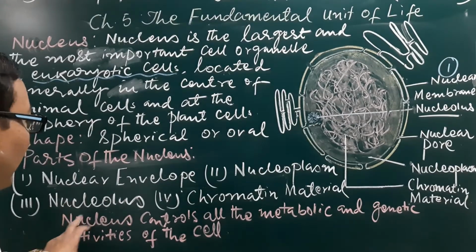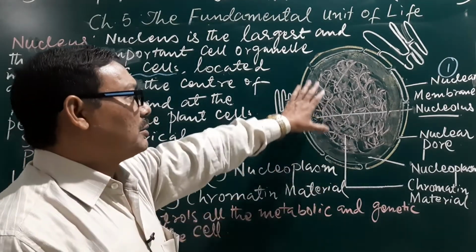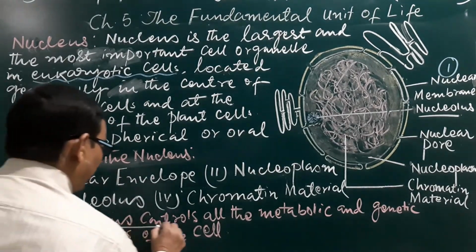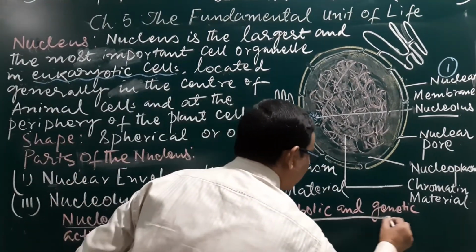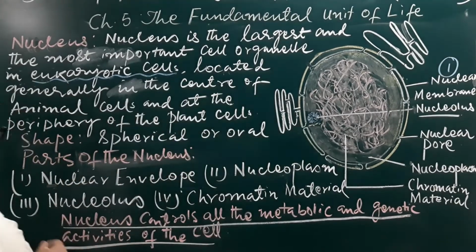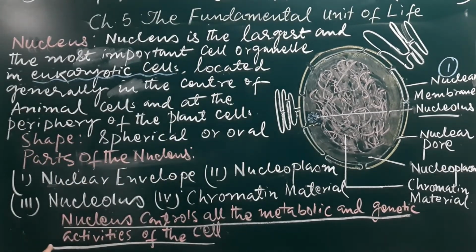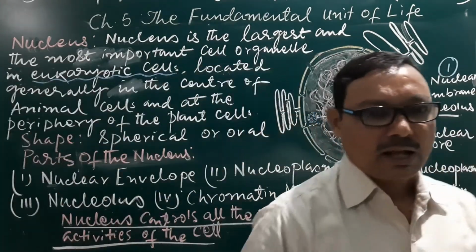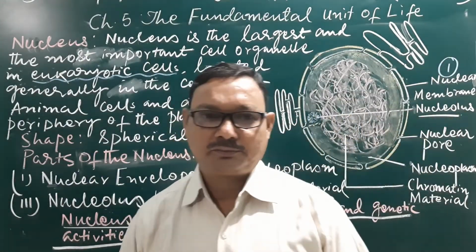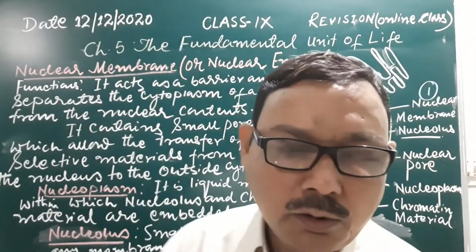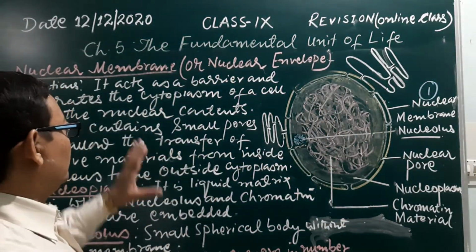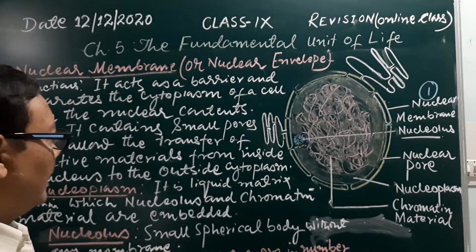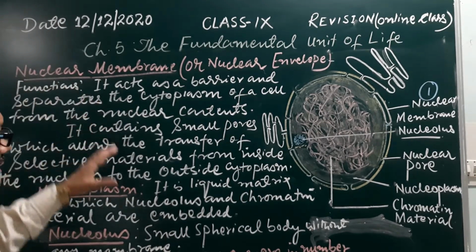And the nucleus controls all the metabolic activities. That is the basic function which I have written here in a single sentence. The nucleus controls all the metabolic and genetic activities of the cell, and that is why it is known as the brain of the cell. Now see here one by one the important parts and their important functions.